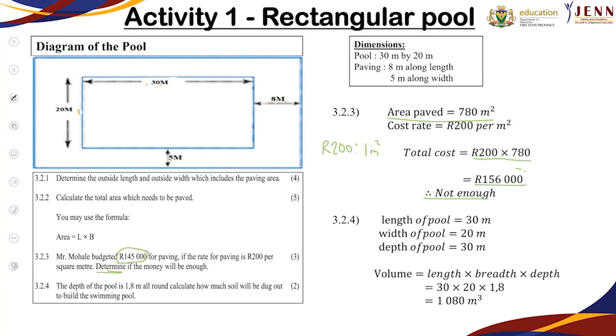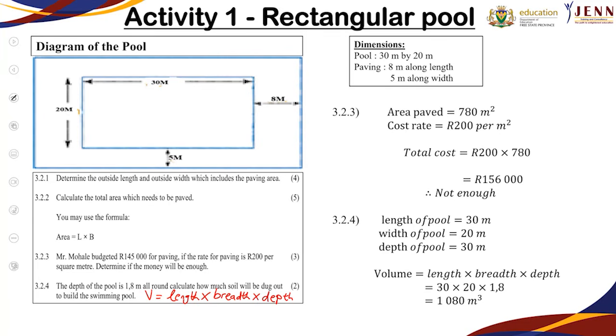Let's go to 3.2.4. The depth of the pool is 1.8 meter all around. Calculate how much soil will be dug out to build the swimming pool. And now they will give you a formula. They say you may use this formula: volume equals length multiply by breadth multiply by the depth.